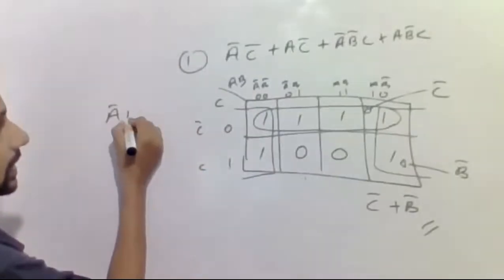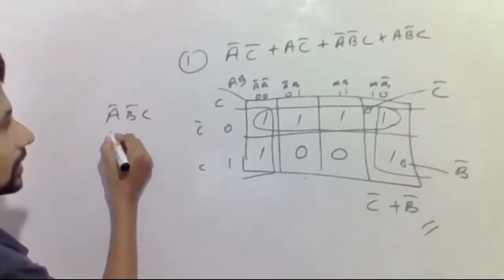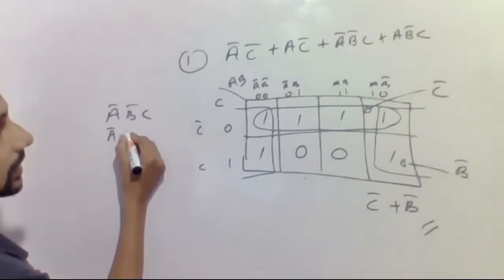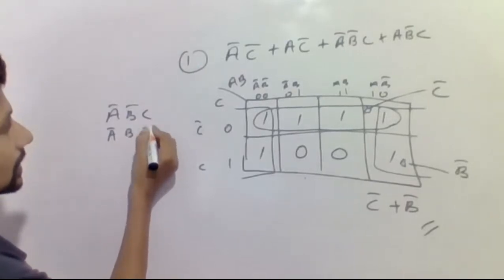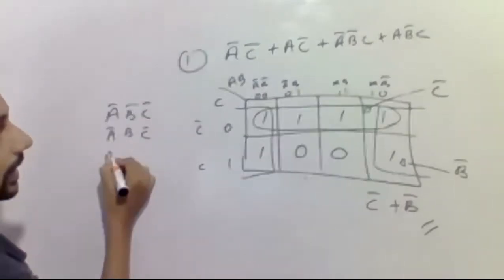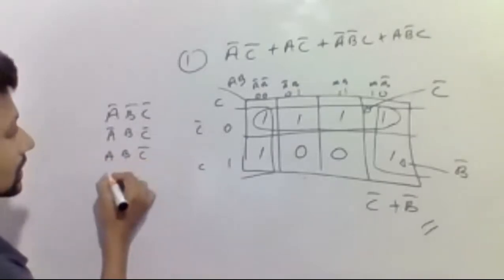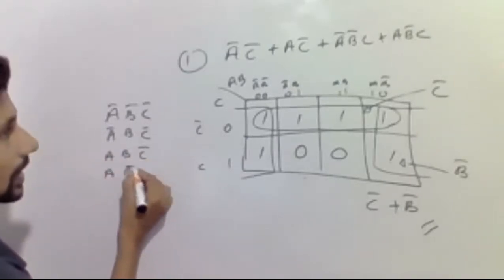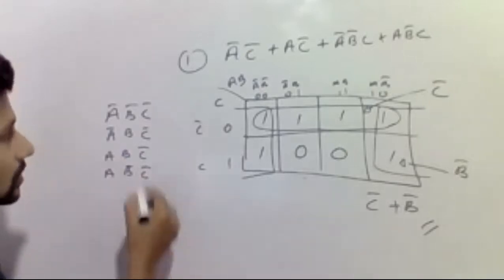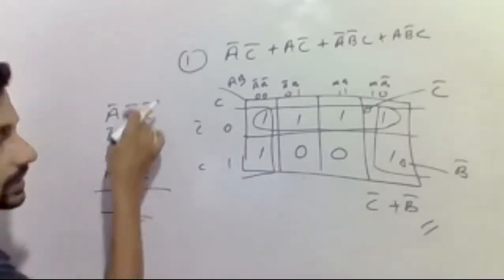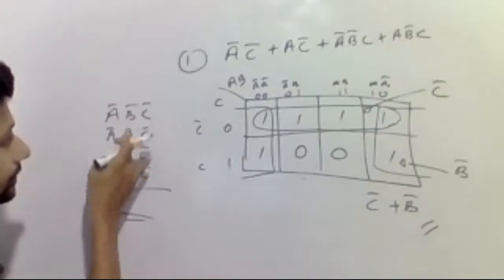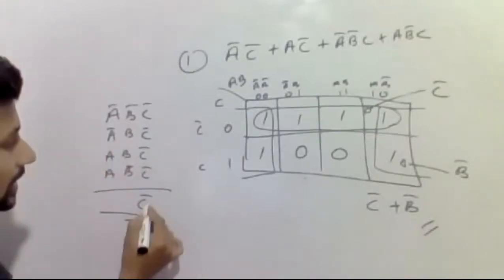A dash B dash C, A dash B C dash, A B C dash, A B dash C dash. So from this part you can understand C dash is common for everyone. So from here C dash comes.